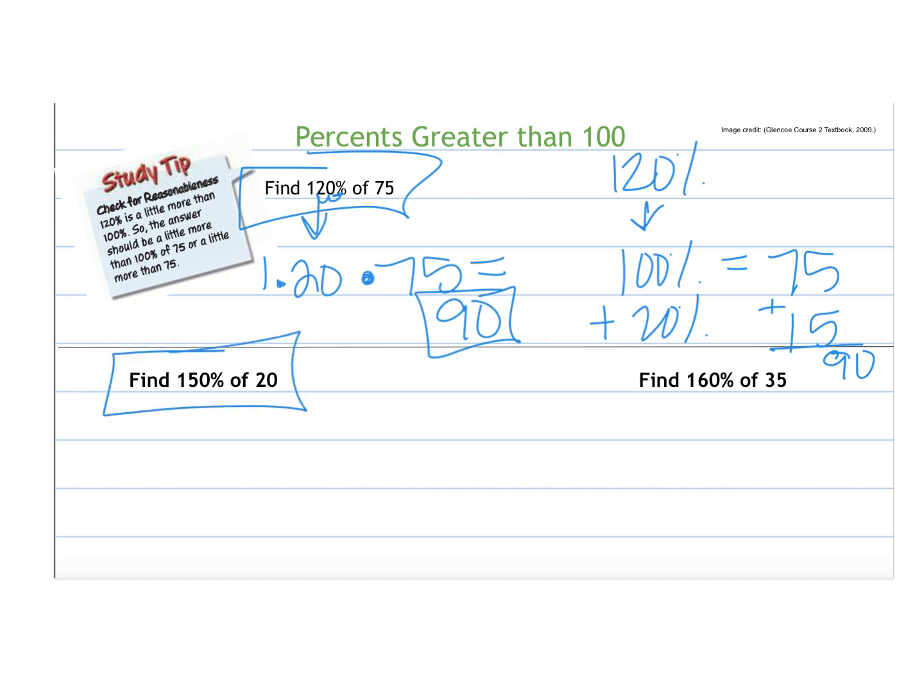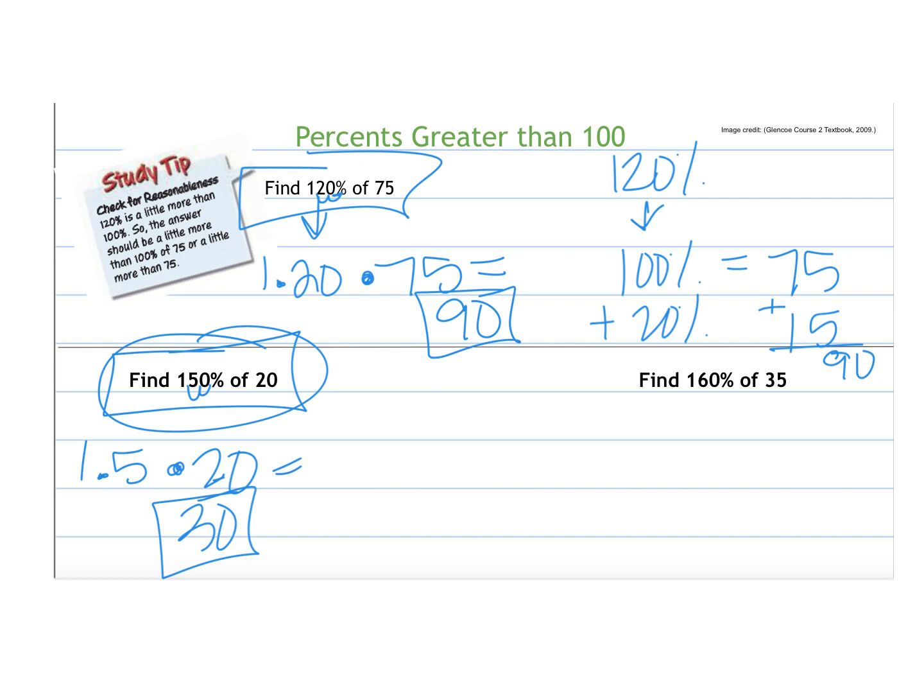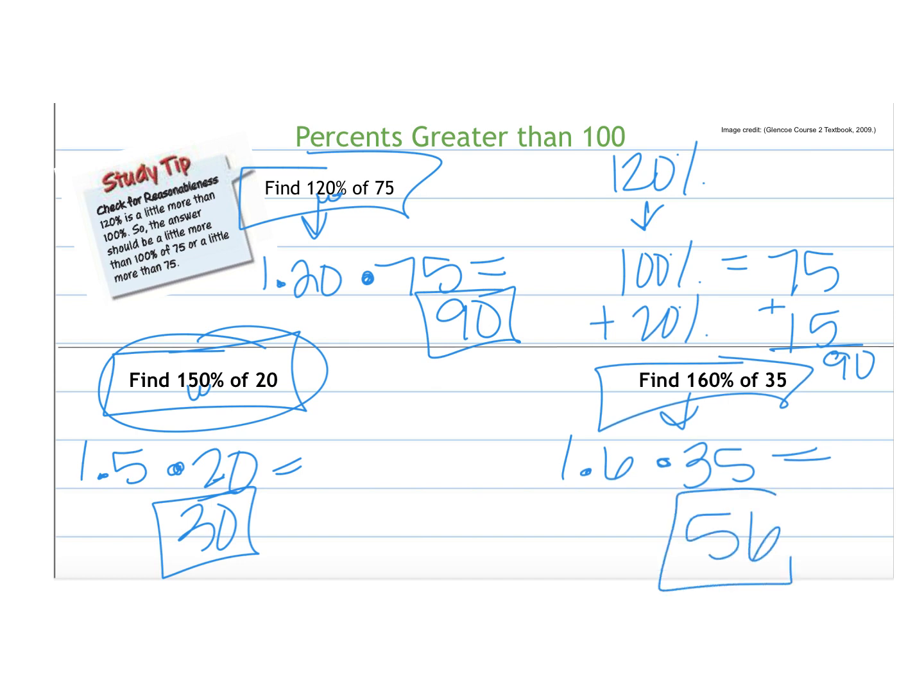150% of 20. So we would take 1.5, because we go 2 to the left, times 20, and I know that 1.5 times 20 equals 30. We can also think of it this way: 100% of 20 is 20, 50% of 20 is 10, add 20 plus 10 together and we get 30. And then 160% of 35, so again my answer needs to be greater than 35, so it would be 1.6 times 35. If I do 1.6 times 35, I get 56.